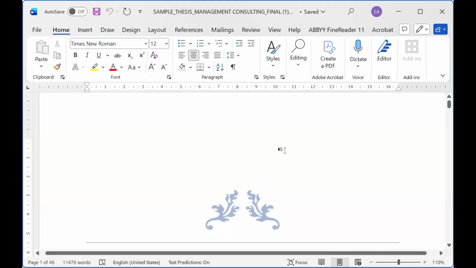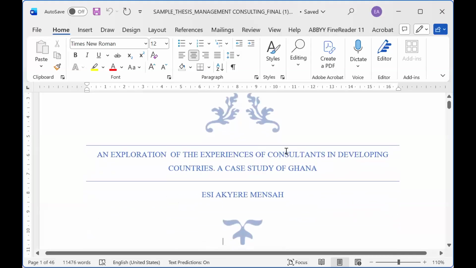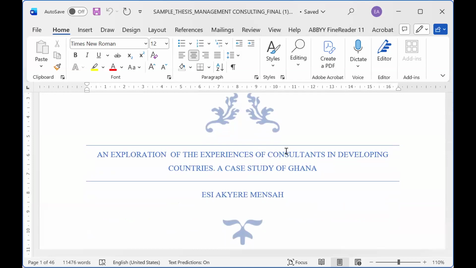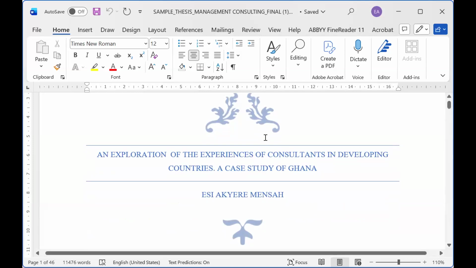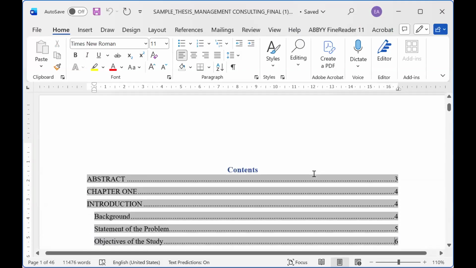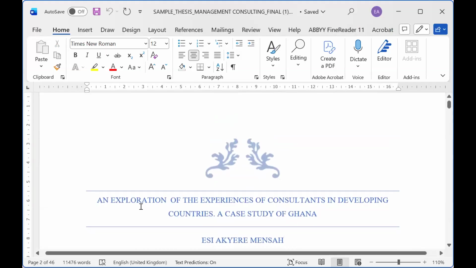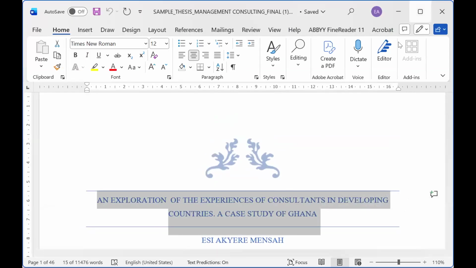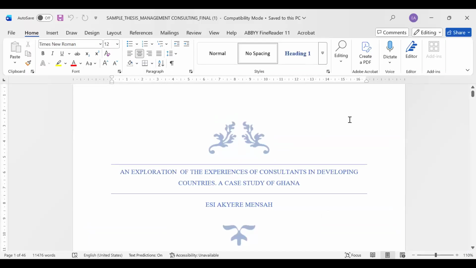If you go to the LMS, you will see that I have put a very basic sample thesis. This is an undergraduate level thesis, but I have put it there as a sample to help you figure out what is expected. As you can see in this sample, there's a title. Who can read the title for us so that we all know that we are looking at the same document? An Exploration of the Experiences of Consultants in Developing Countries: A Case Study of Ghana.